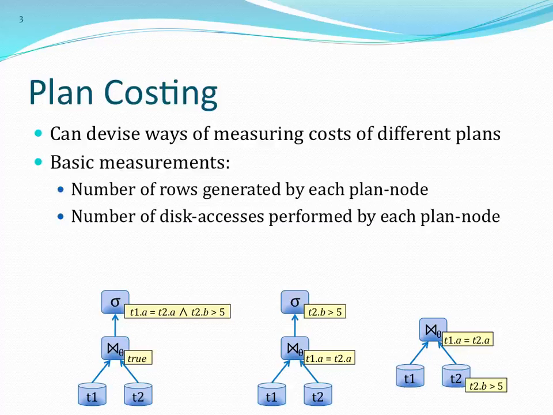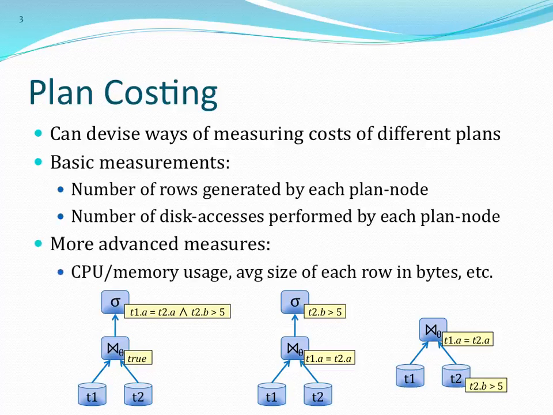I believe that this is all we really require in NanoDB. Number of rows generated by each plan node. So how many rows does the T1 scan generate? How many rows does the T2 scan generate? And so forth. And the number of disk accesses that have to be performed by each plan node. And then, of course, you can start getting into more advanced things. How much memory do I require? What's my minimum bound? And how much would I like to have?